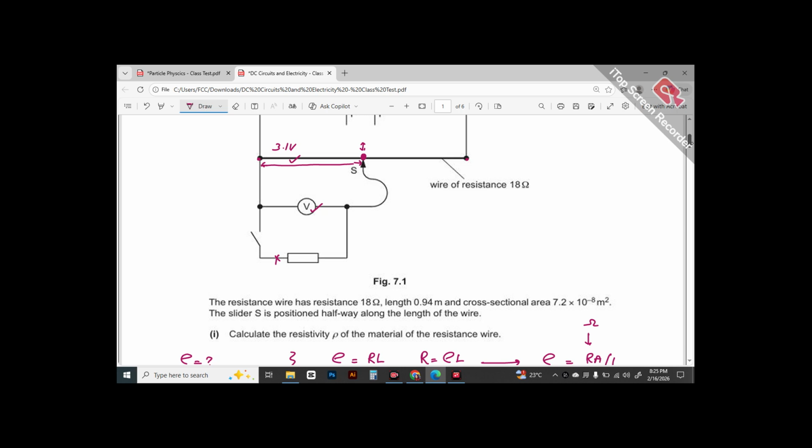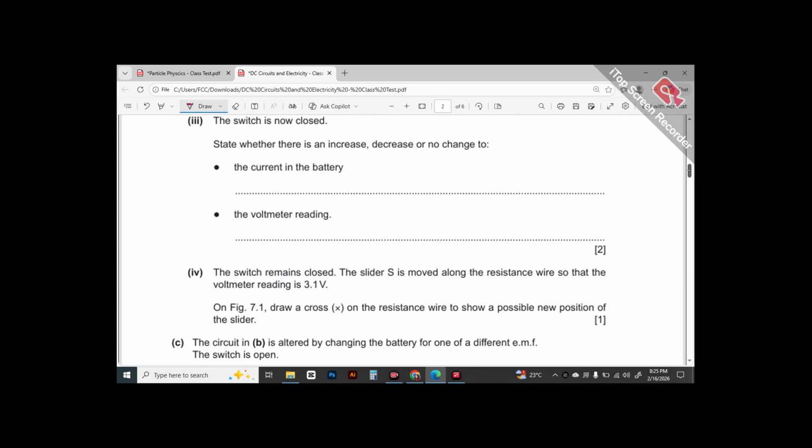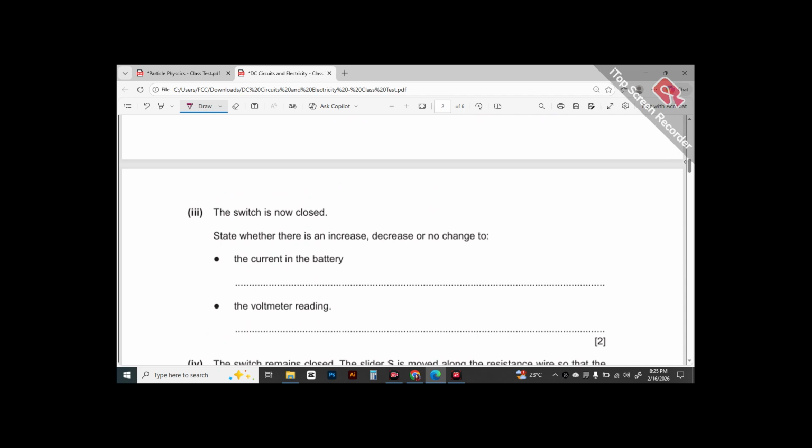Just recall the parallel combination of resistors. What did we use to study? We used to study that जब भी आप रेजिस्टर्स को पैरेलल में इंट्रोड्यूस करवाते हो, आपके सर्किट की जो इक्विवेलेंट रेजिस्टेंस है वो डिक्रीज हो जाती है.